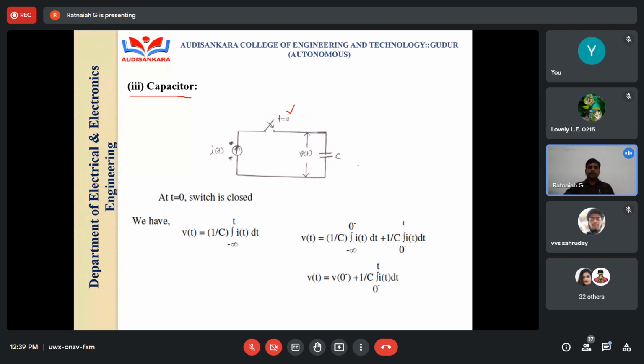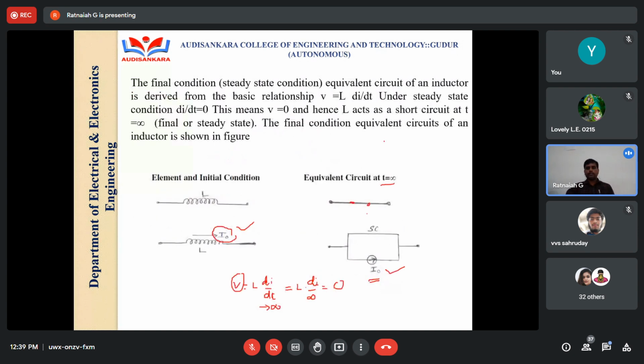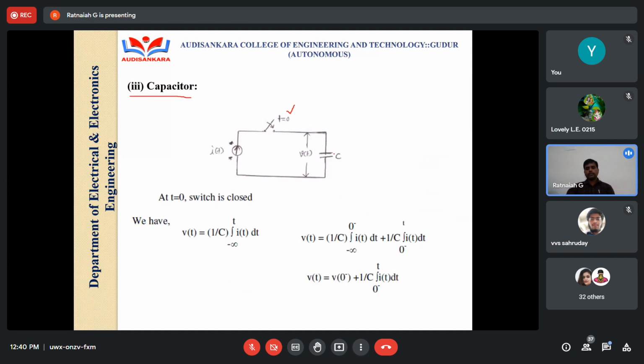Inductor always stores the energy in the form of a magnetic field. That means the energy stored in an inductor is E equal to half L I square. For the capacitor, the energy stored is E equal to half C V square. It indicates the inductor always stores the energy in the form of a magnetic field, and the capacitor always stores the energy in the form of an electric field. So that's why I take voltage for a capacitor, and current for an inductor.